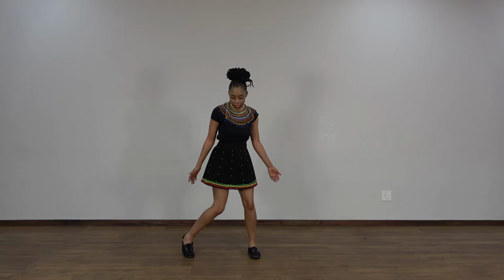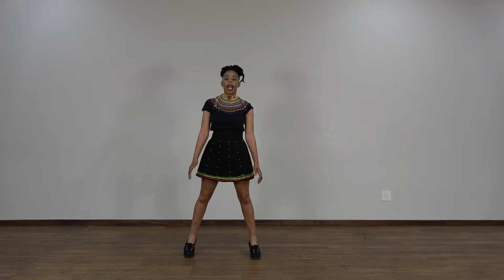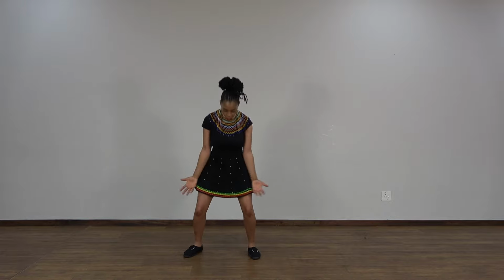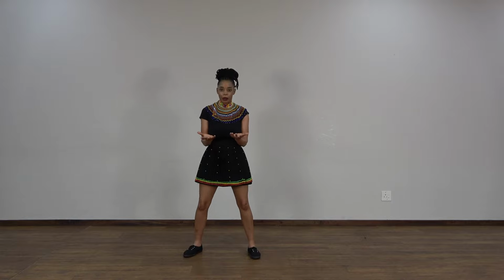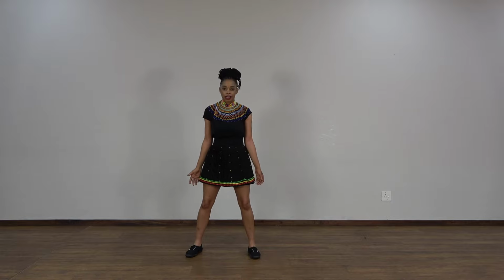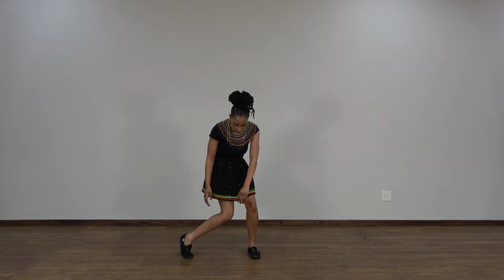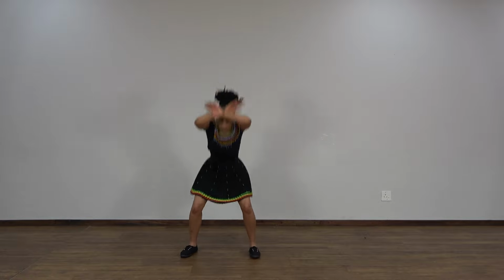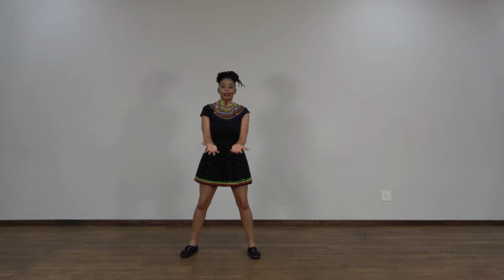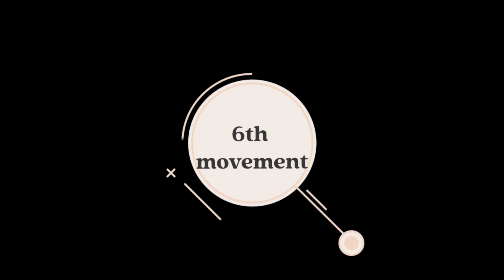Twist your right leg in, up, and down, and 1, 2, 3, 4. Again. 5, 6, 7, and in, up, and down, and 1, 2, 3, 4. Sixth movement.